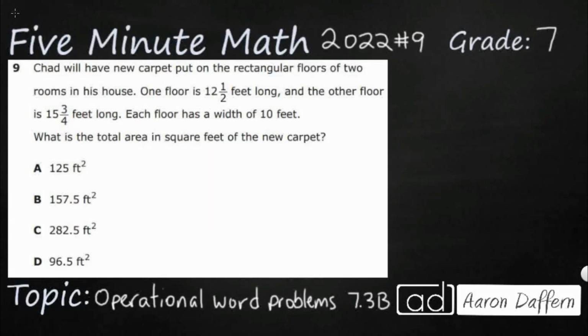Today we are looking at the 7th grade concept of operational word problems. This is standard 7.3b in the great state of Texas, and we are using item number 9 of the 2022 released STAAR test. If you have not done so already, please go ahead and take a moment to pause the video, work this problem out on your own, unpause it, and we will look at our answers together.